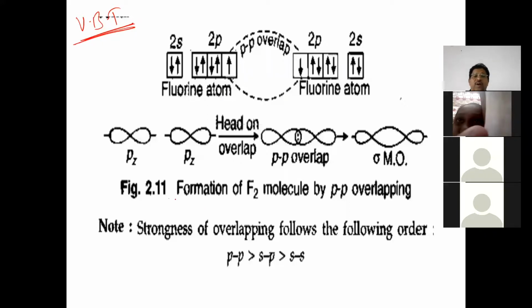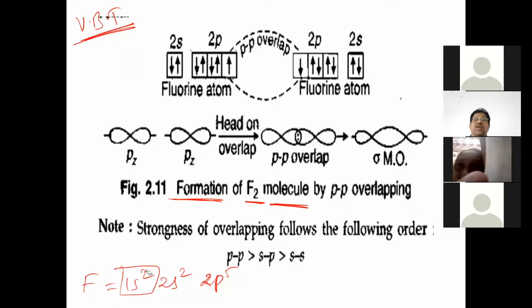Now we are taking the example of the formation of the F2 molecule, with two fluorine atoms. When two fluorine atoms approach each other, what is the fluorine electronic configuration? 1s2, 2s2, 2p5. Here 1s2 is in the first orbit. The orbitals of inner shells will not be involved in overlapping. According to valence bond theory, only the orbitals of the valence shell will be involved in the overlapping process.